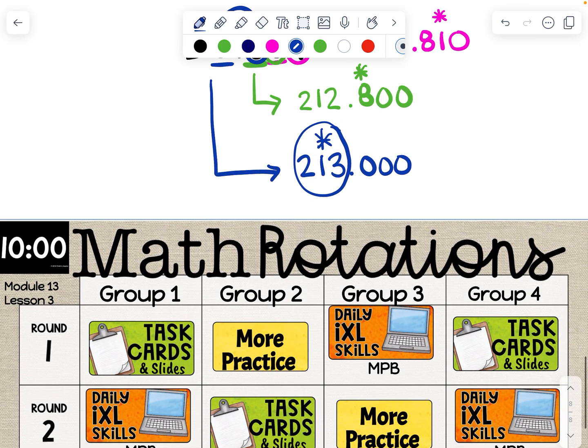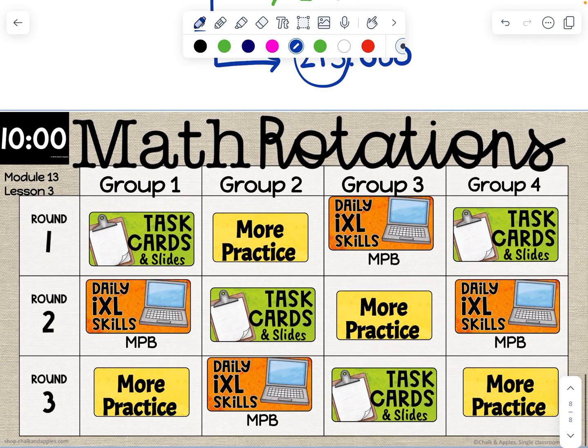Today, your rotations are going to consist of task cards and slides, more practice, and your IXL skills.